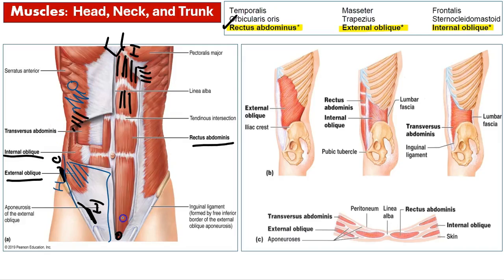You can also say that the origin is just the outer surface of the 8 lower ribs, and then the insertion is going to be the line and the pubic crest or iliac crest. So we have that option. We have the pubic crest here, and then we also have the iliac crest, so you can kind of choose one of those as the insertion point.